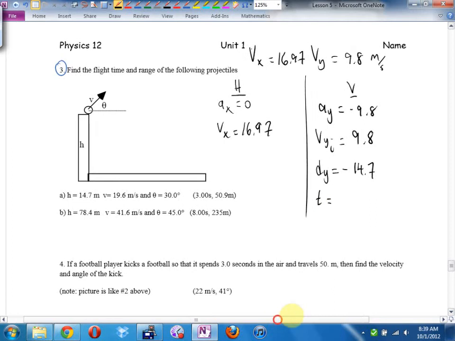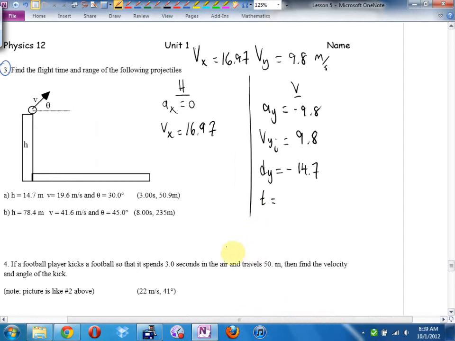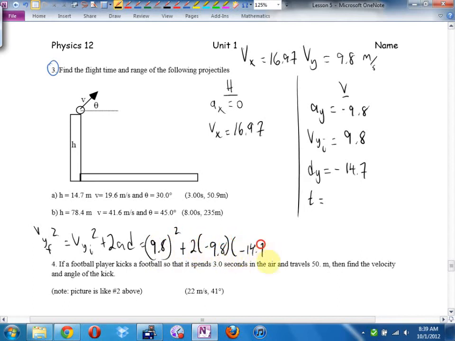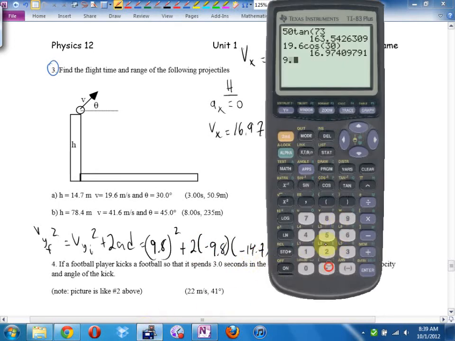Okay, so you said that... Let's go over here. Hang on, Mr. Duke, let's go over here because I'm running out of room. VY final squared equals VY initial squared plus 2AD equals 16. No, Mr. Duke, not 16, that's VX. Good gosh, get your brain in. 9.8 squared plus 2 times negative 9.8 times negative 14.7. You said 9.8 squared plus 2 times negative 9.8 times negative 14.7. You square rooted, and then you were clever enough to... Oh.